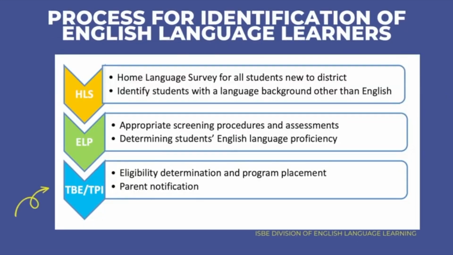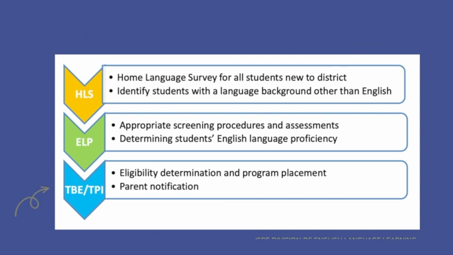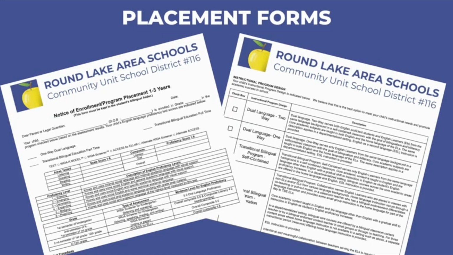The final steps of the process are to determine if the student is eligible for English learner services based on their English language proficiency scores and to determine the best program placement to assist the student in becoming English proficient. The district must inform parents in writing of the assessment results, recommended program placement, and a description of program services in English and the family's home language.